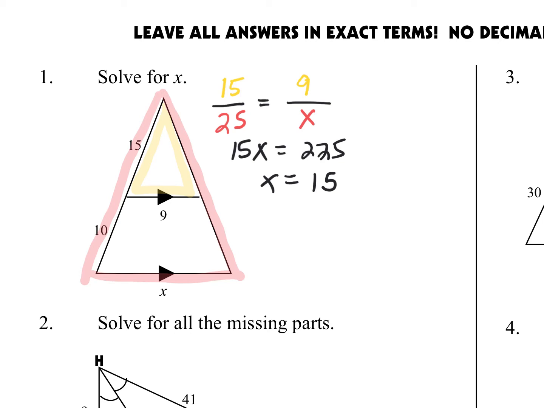All right, looking at problem 1, you can see that I have highlighted the smaller triangle in yellow and the larger triangle in red. And so we can see that we can set up the proportion 15, which is the yellow, and then this whole side here would be 25, and that is equal to 9 over x. And then we can solve, cross multiply and solve to get that x is equal to 15.